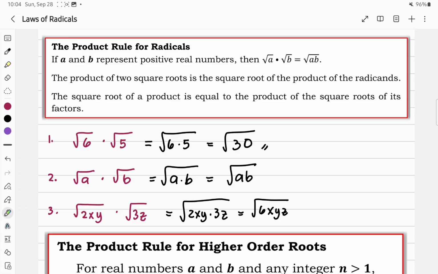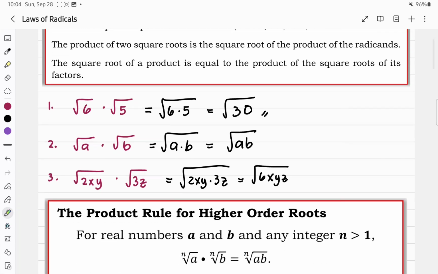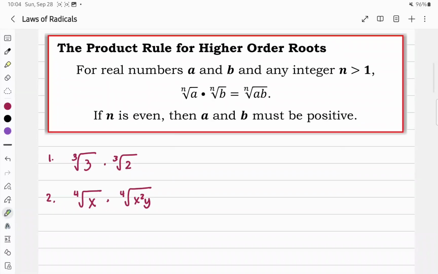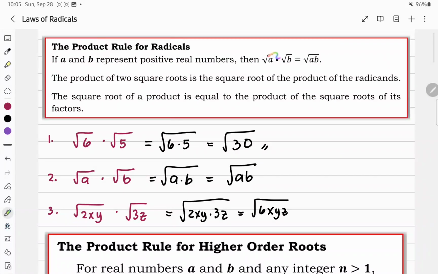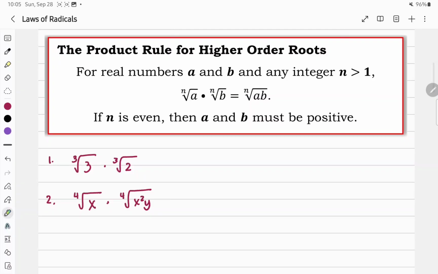Now, punta tayo dun sa product rule for higher order roots. Ito yung sinasabi ko na halos isang rule lang naman siya. Kasi, kung mapapansin mo, ang sabi dito ay, for real numbers a and b, if any integer n is greater than 1, nth root of a times the nth root of b is equal to the nth root of a times b. So, you're still considering yung mga index nila. So, copy the index, then multiply lang yung radicand. This is almost the same to this rule. Ang pagkakaiba lang, this is square root. Okay, dito, pwede yung any index. So, as long as greater than 2. Pwedeng 3, 4.